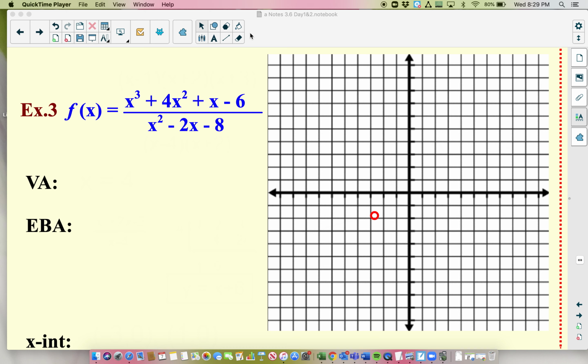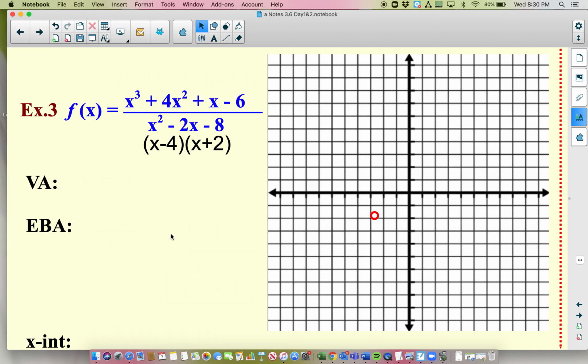Before we get there, though, of course, you can factor the denominator to get those vertical asymptotes, right? So that factors down to x minus 4, x plus 2. And before I state my vertical asymptotes, I'm going to factor the numerator as well. And that one's not so obvious to factor. And so you could use the rational root theorem, like factors of 6 over factors of 1, and synthetically test them to find the zeros.